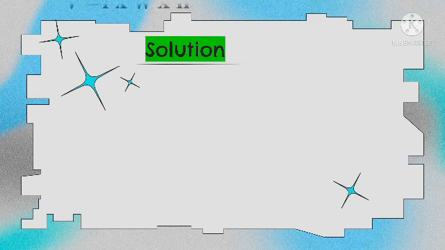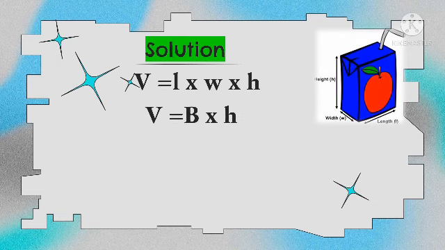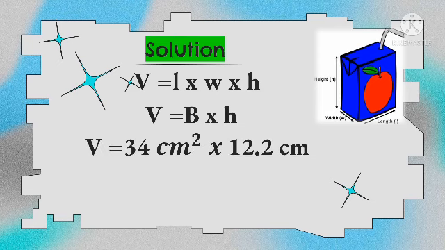So, we will use the formula V equals L times W times H, or pwede na naman V equals yung base area times natin sa height. So, substitute lang natin, yung base area is 34 square centimeters multiply sa 12 and 2/10 centimeter. So, the volume of this rectangular juice container is 414 and 8/10 cubic centimeters.